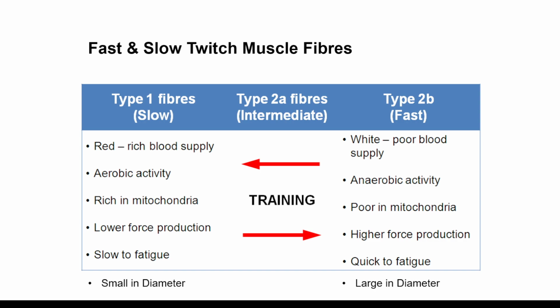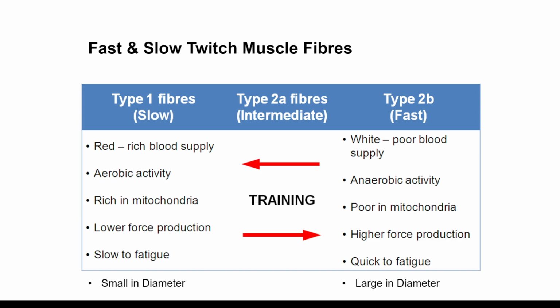So the odds are most people will be better at utilizing one over another. So if you are more of an endurance athlete, you're better at cross country, you're better at running marathons than you are, say, sprinting, you will be better at using type 1 slow fibers. If you're more of a power lifter or a sprinter, as an example, you are better at utilizing your type 2B fibers.